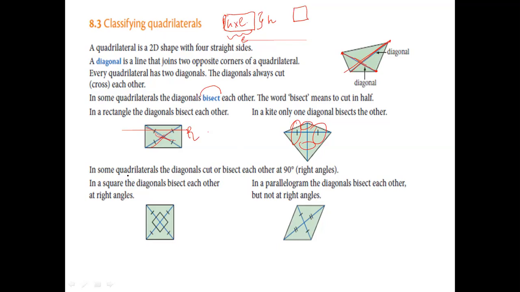In some quadrilaterals, the diagonals bisect each other at 90 degrees, or right angles. In a square, the diagonals bisect each other at right angles. In a parallelogram, the diagonals bisect each other, but not at right angles. This side and this side may be equal, and this side and this side equal, but they bisect each other not at right angles.